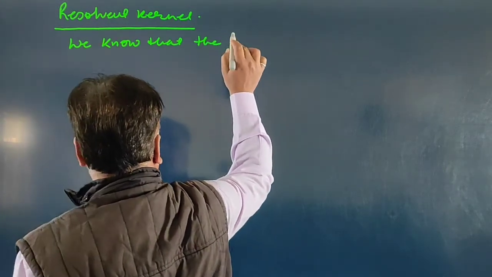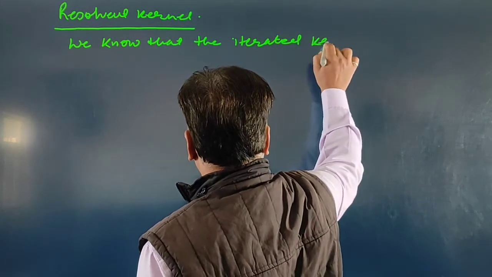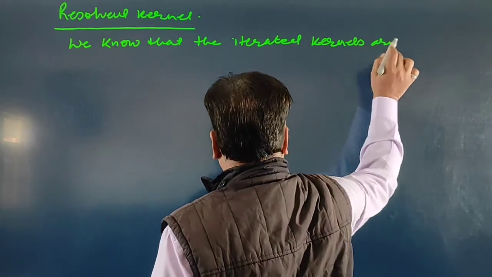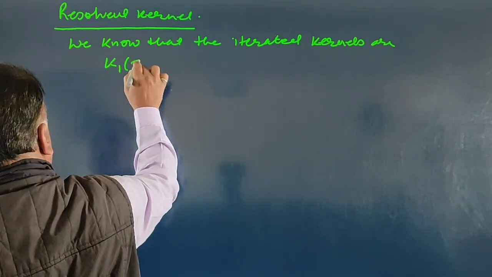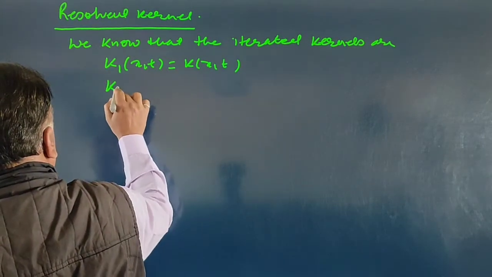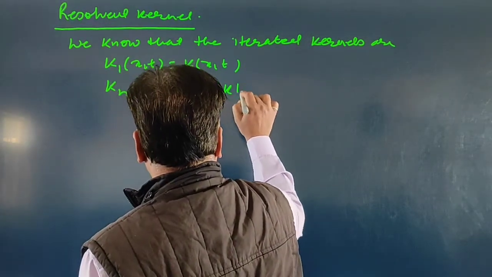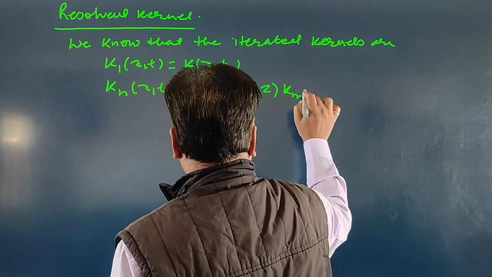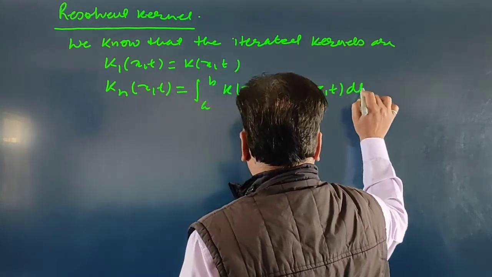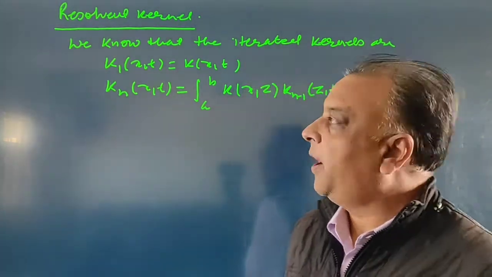So we know that the iterated kernels are: K1(x,t), the first iterated kernel, is equal to K(x,t), and the successive iterated kernels Kn(x,t) are given by the integral from a to b of K(x,z) Kn-1(z,t) dz. So with the help of these iterated kernels, we will find the resolvent kernel.